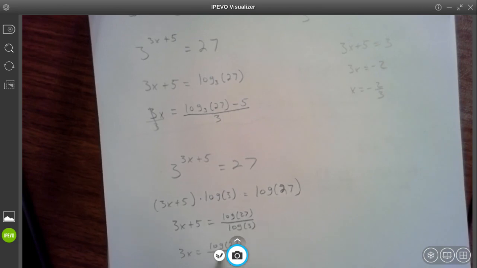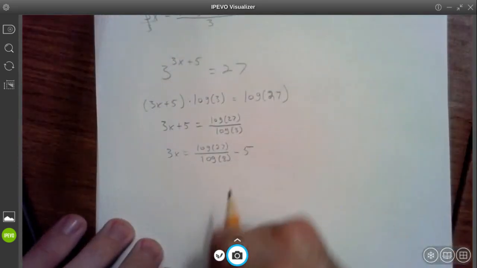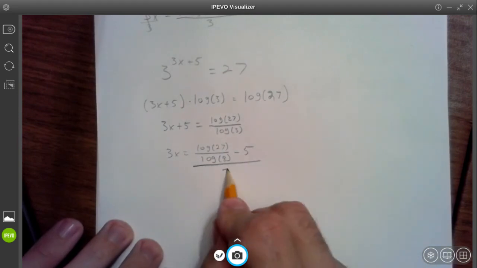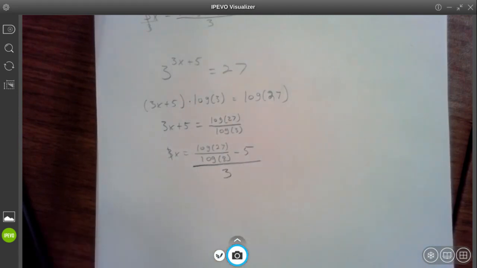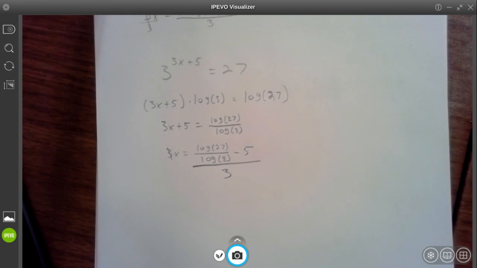Boy, I hate writing this down so many times, especially when you can't see it. Minus 5, and then all of this answer divided by 3. Wow, that is an ugly looking answer. But eventually it'll be like the only way we can do stuff.